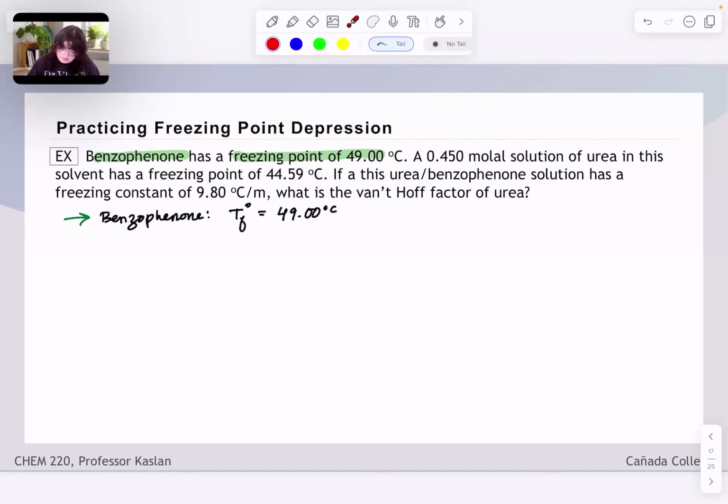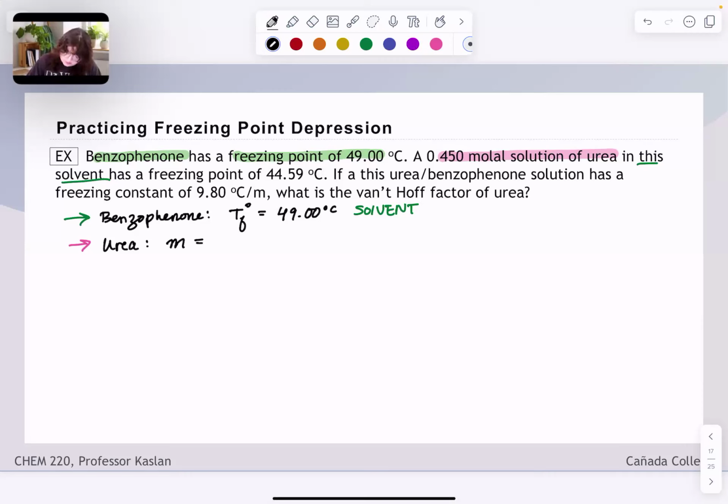So continue reading. Benzophenone has a freezing point of 49 degrees C. A 0.450 molal solution of urea in this solvent. So we've identified benzophenone as the solvent here, right, in this solvent. So this is for sure our pure solvent, which means that our solution is a solution because we have added the solute of urea. So this is our solute. And we know a couple of things. We know the molality of urea is 0.450 molal.